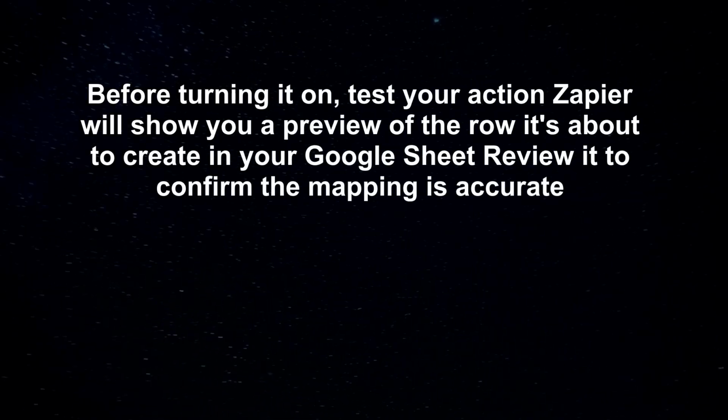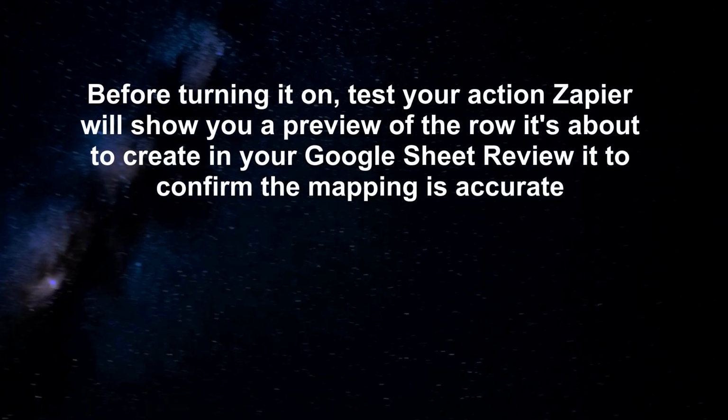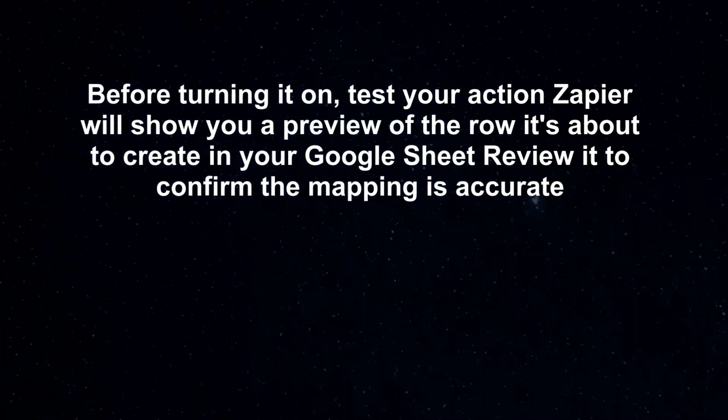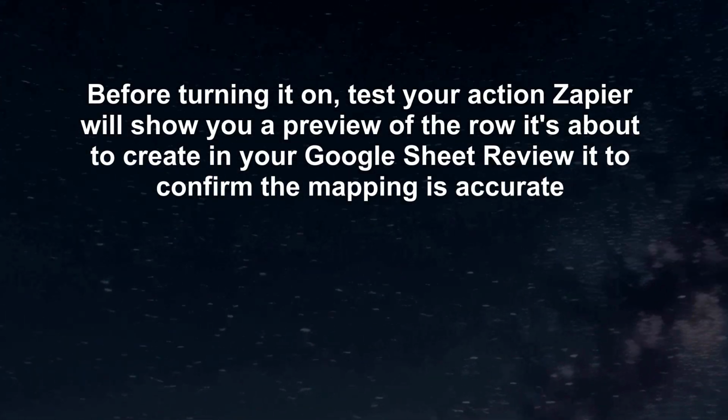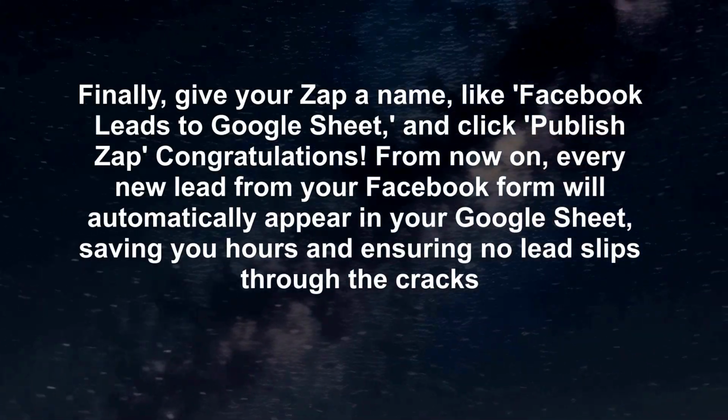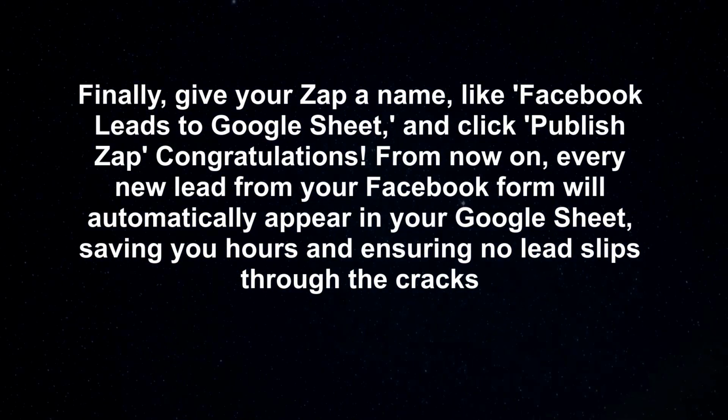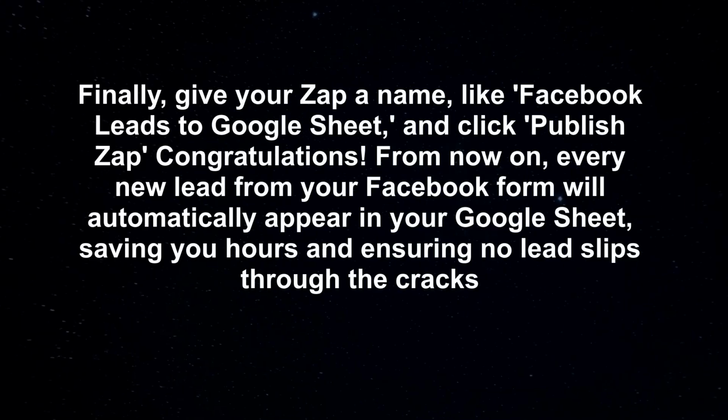Before turning it on, test your action. Zapier will show you a preview of the row it's about to create in your Google Sheet. Review it to confirm the mapping is accurate. Finally, give your Zap a name, like Facebook Leads to Google Sheet, and click Publish Zap.